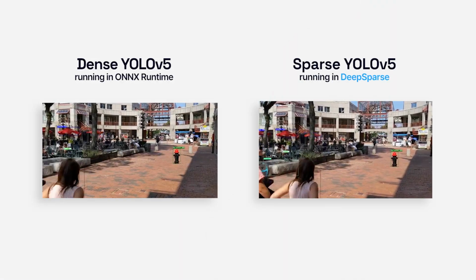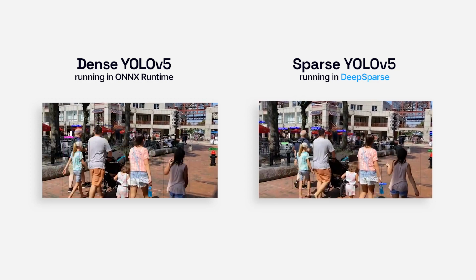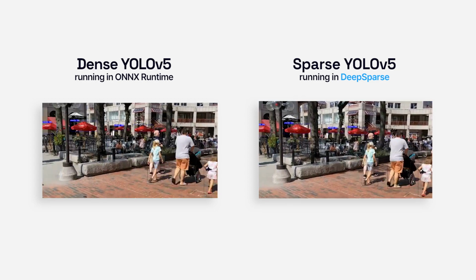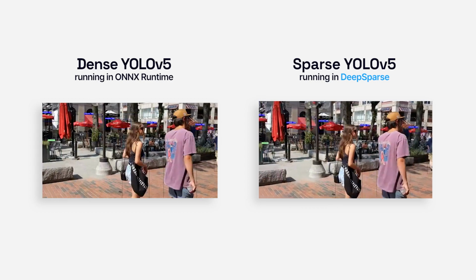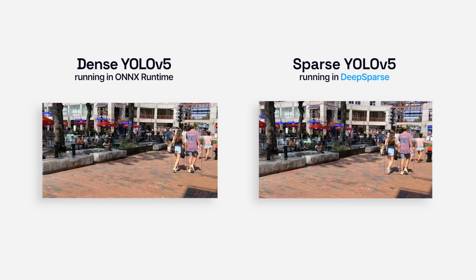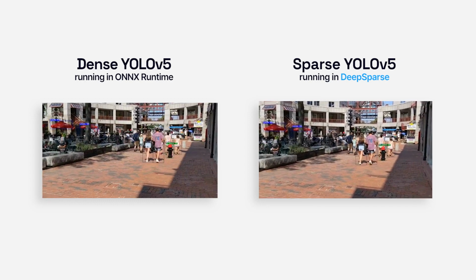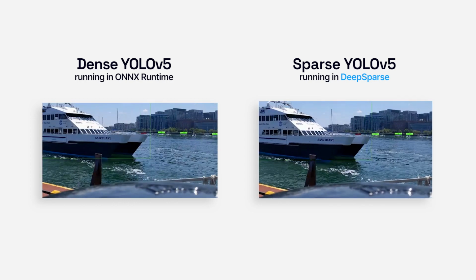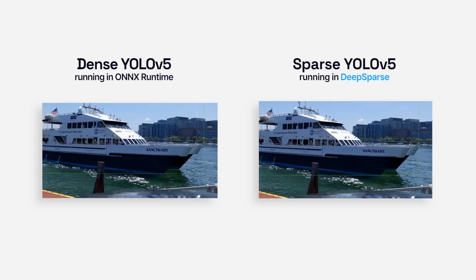The left-hand side shows the image classification inference run using a standard dense model in ONNX Runtime engine. On the right-hand side, you see inference from a sparsified model deployed in DeepSparse engine. Notice the significant speedup without any noticeable degradation of the inference quality. Presto! This is neural magic.